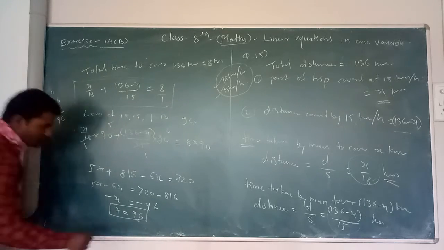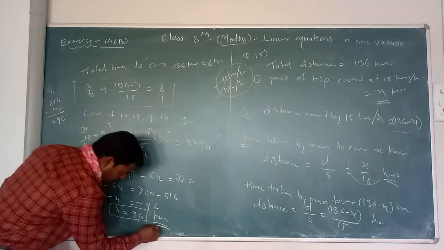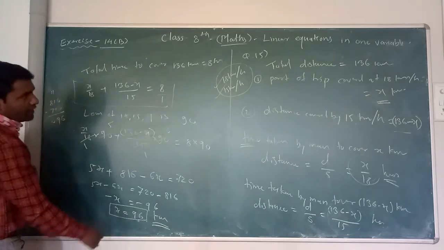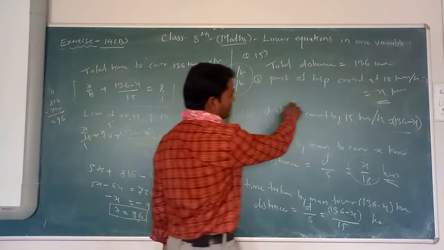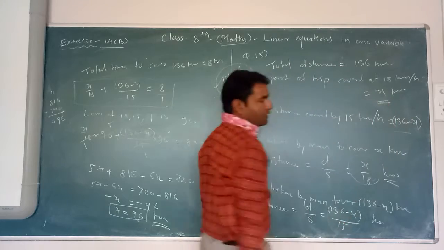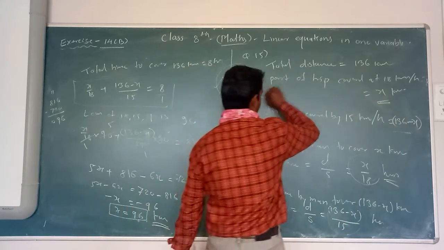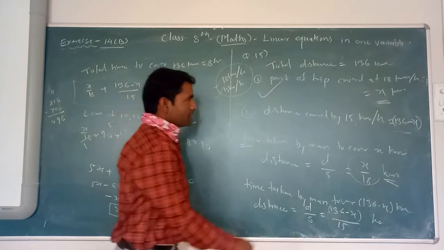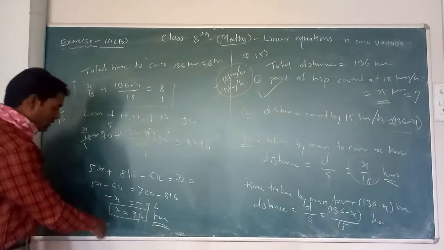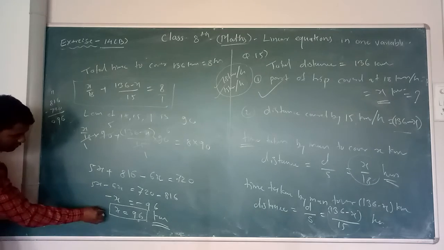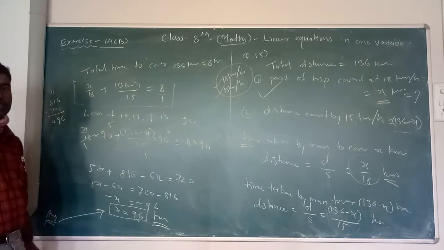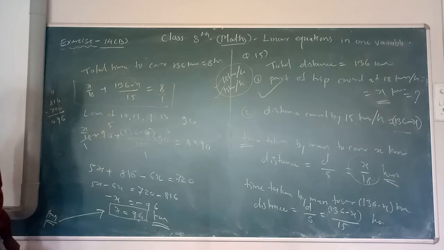So how much distance is covered? 96 kilometer. This distance is covered. And what is x? Part of trip covered at 18 km per hour. That only we have to find out, that means the x value. How much is that value? That value will be 96 km. So you got the answer.